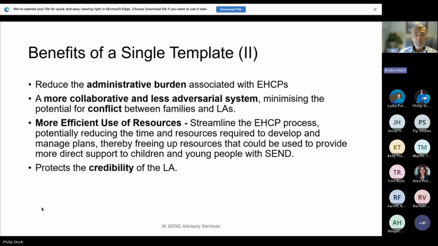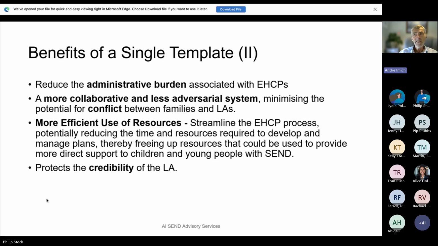It would reduce the administrative burden associated with plans. I think just having a single template, getting to know your way around it, knowing that that's the way it's done everywhere would, I do believe, be a big benefit. A more collaborative and less adversarial system. Again, it's surprising how much conflict is generated by the nature of the way you have written your plan. It focuses on problems that don't need to be there, and I think it also, and my final bullet partly reflects this, affects the credibility of the local authority.